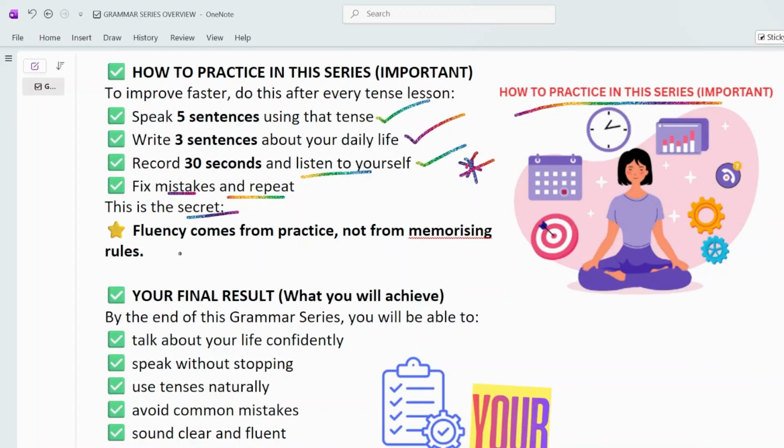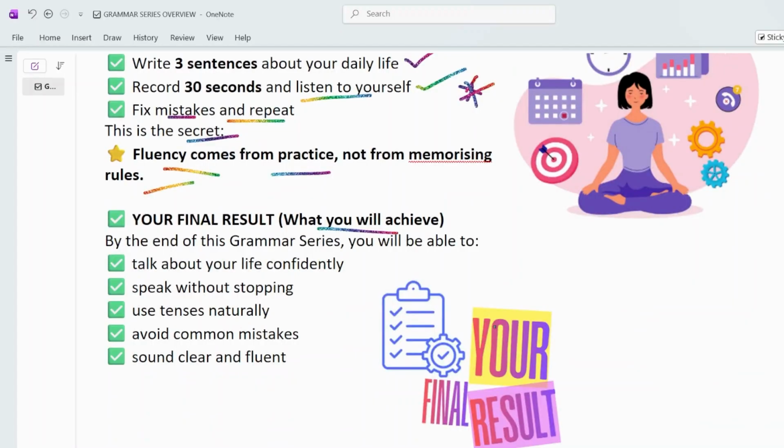All right. So, just to give you a boost, fluency comes from practice and not from memorizing rules, guys. Okay, let's not take the sessions as school-time grammar. We are going to help each other understand how exactly tenses are used in our daily life. So, quickly looking at your final result, that is, what will you achieve through these lessons? By the end of the grammar series, in relation to tenses, you will be able to talk about your life confidently, speak without stopping, use tenses naturally, avoid common mistakes, and sound clear and fluent, guys.